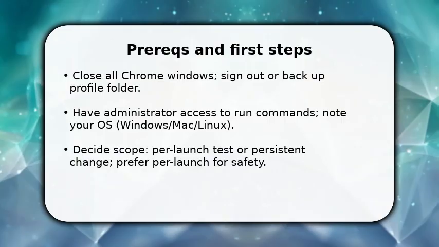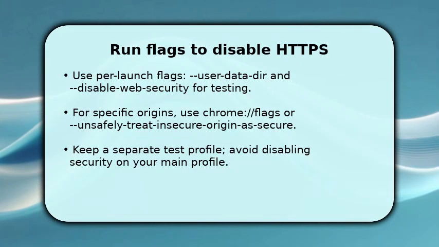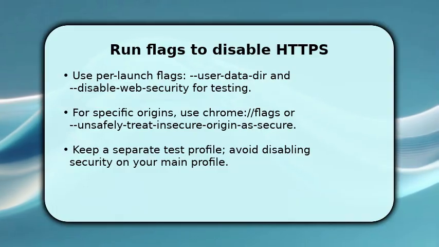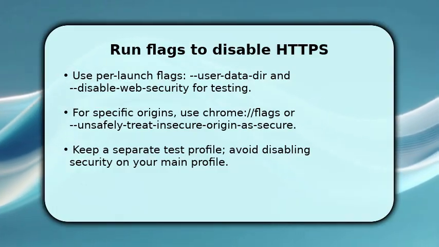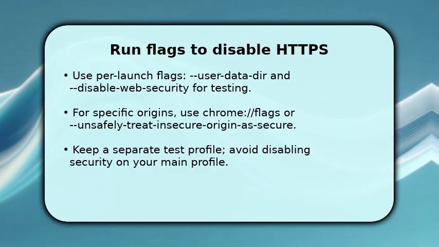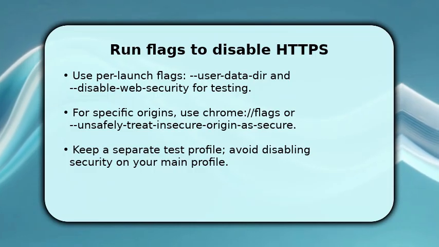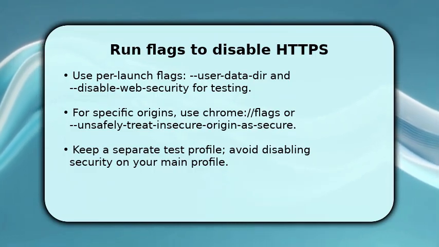On Windows, open cmd as admin and run chrome.exe --user-data-dir=C:\temp\chrome-test --disable-web-security --unsafely-treat-insecure-origin-as-secure=http://localhost:3000. On Mac/Linux, adjust the binary path and quotes accordingly.